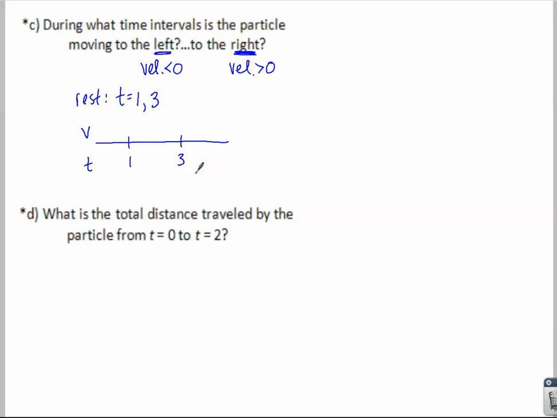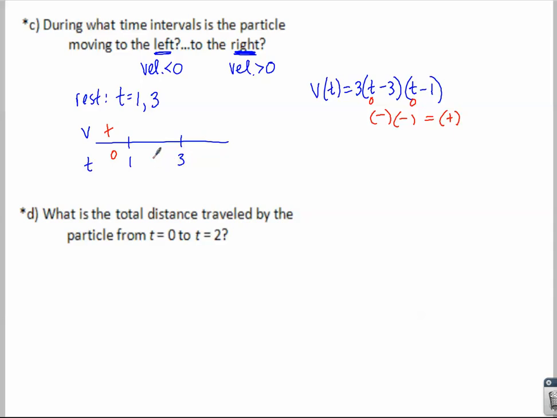Well, our velocity we simplified into 3 times (t minus 3) times (t minus 1). Let's pick something to test a little bit before 1, like 0. If I plug 0 in for t, this one is a negative number, this one is a negative number. A negative times positive 3 is a positive number. So a positive velocity before 1.